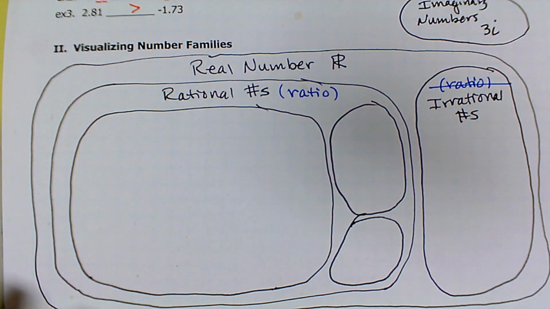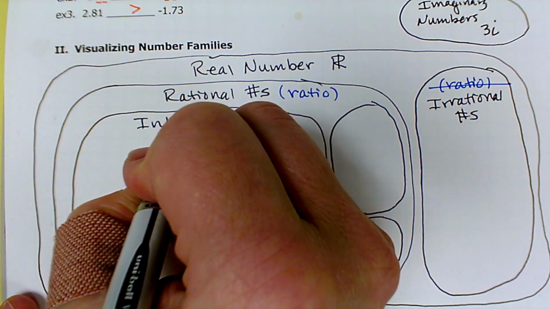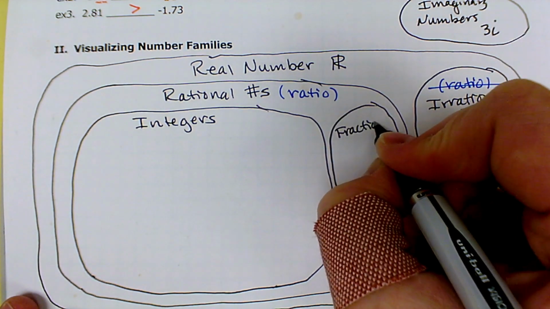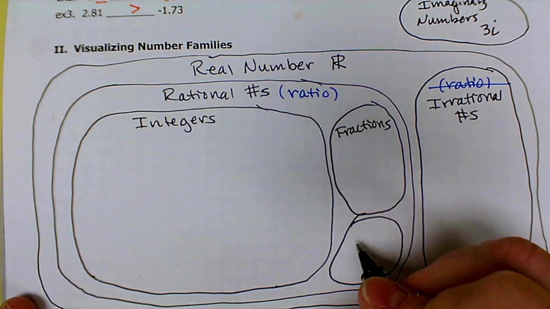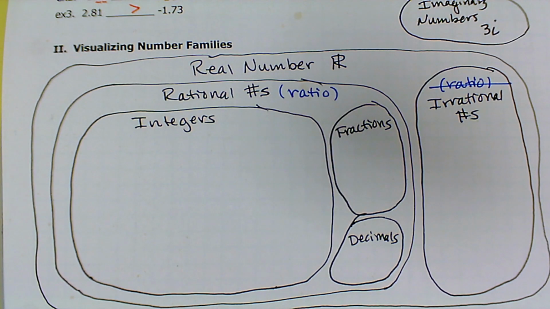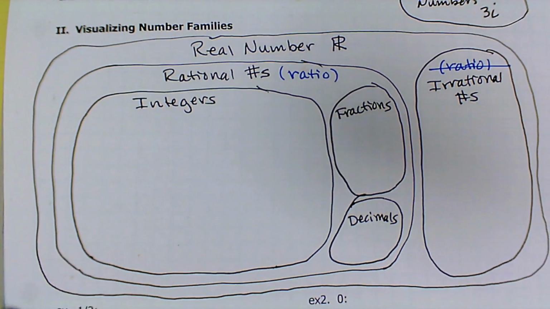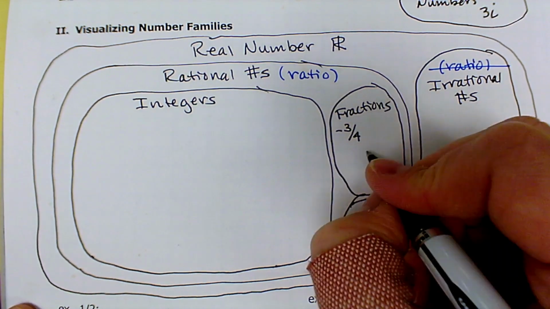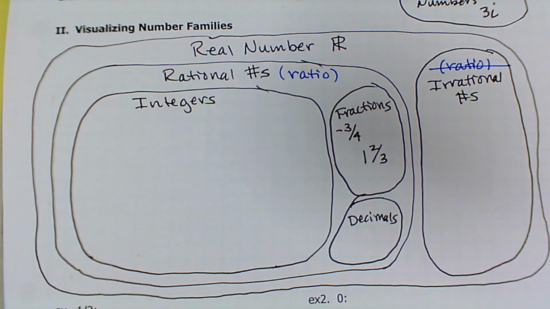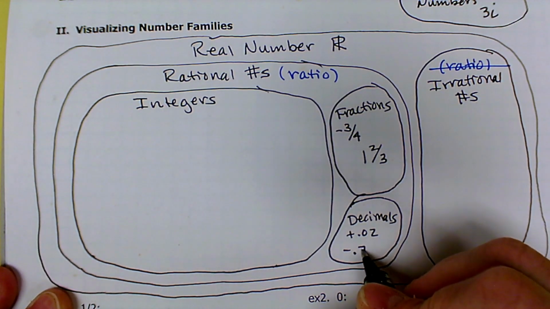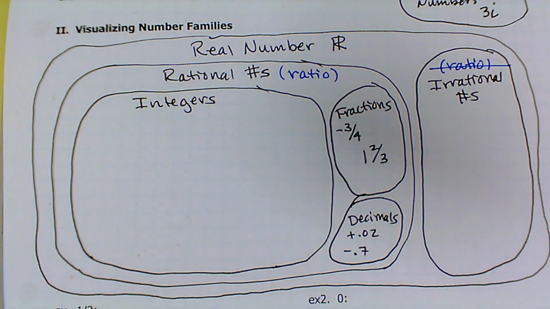All right, inside rational numbers, you have integers, you have fractions, you have decimals. So examples of fractions are what you would expect, like -3/4 or 1 2/3. Those are all different kinds of fractions, positive and negative. For decimals, you could have a positive 0.02 or a negative 0.7. Decimals are positive and negative.